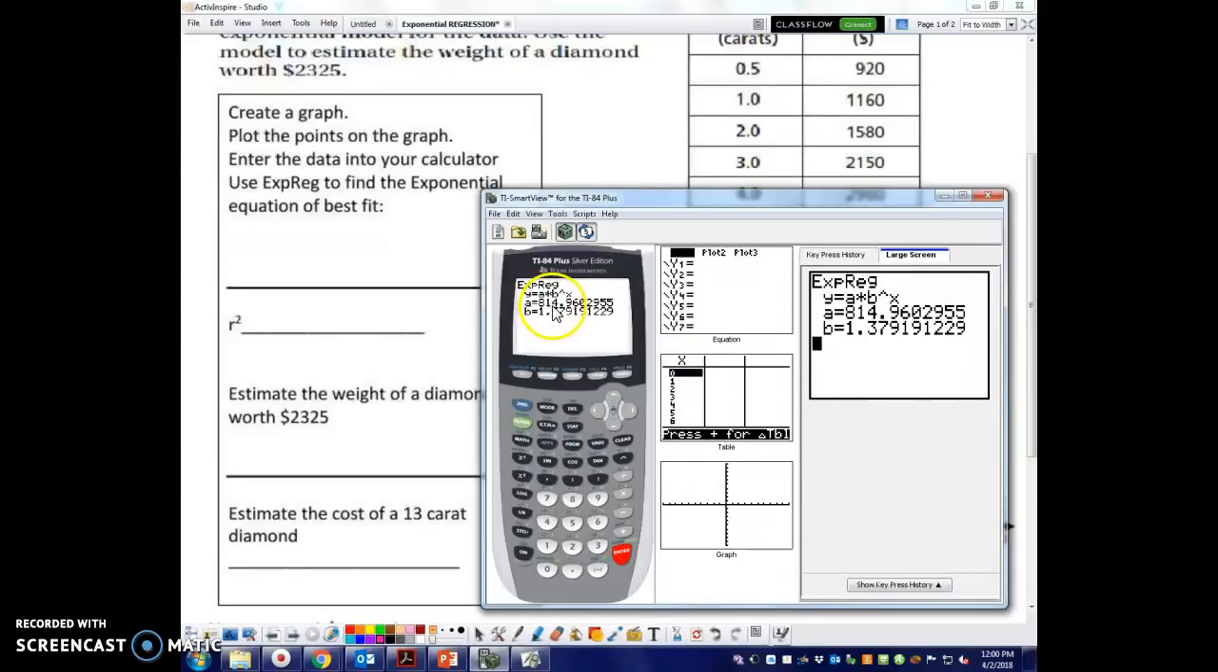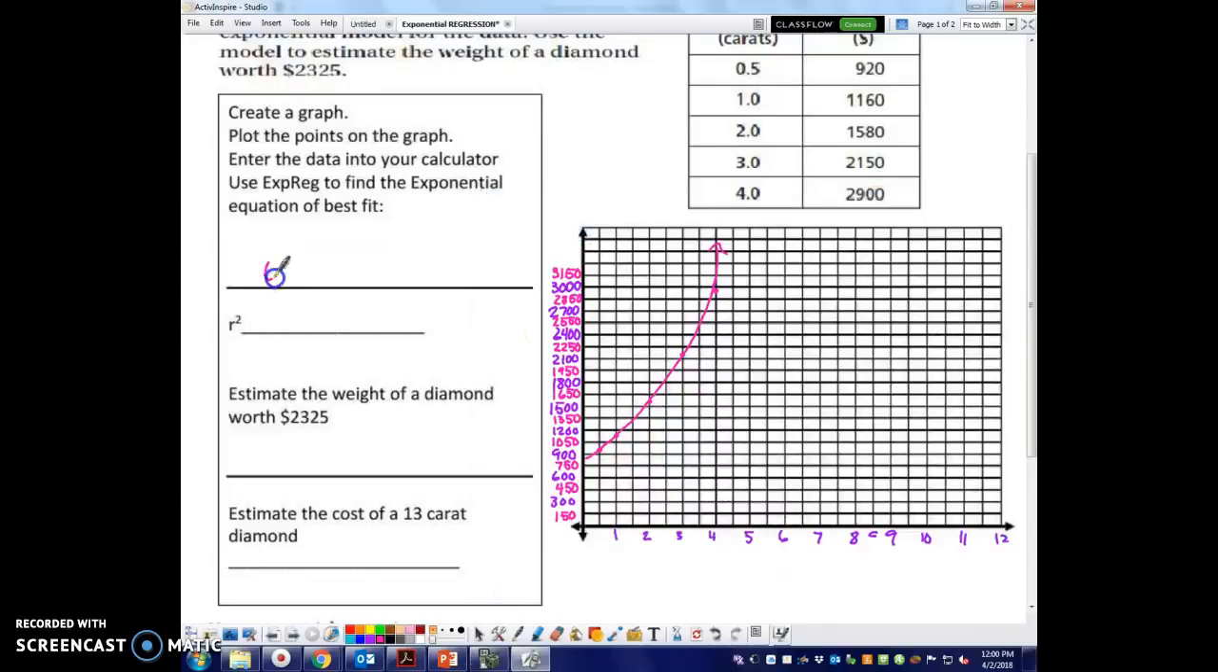So we have this number here. That's A. And this number is B. So we have, I'm going to round up. That's a 0.9. So I'm going to make this 815. And I'm going to make this 1.3, round that up, 1.38. So we have y equals 815 times 1.38 to the power of x. That's our equation. Okay, that's our line of best fit.